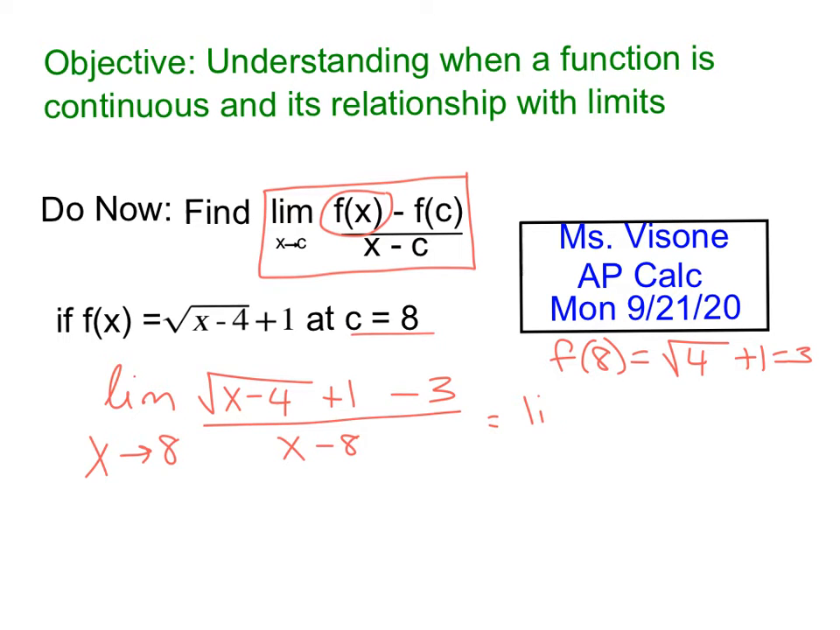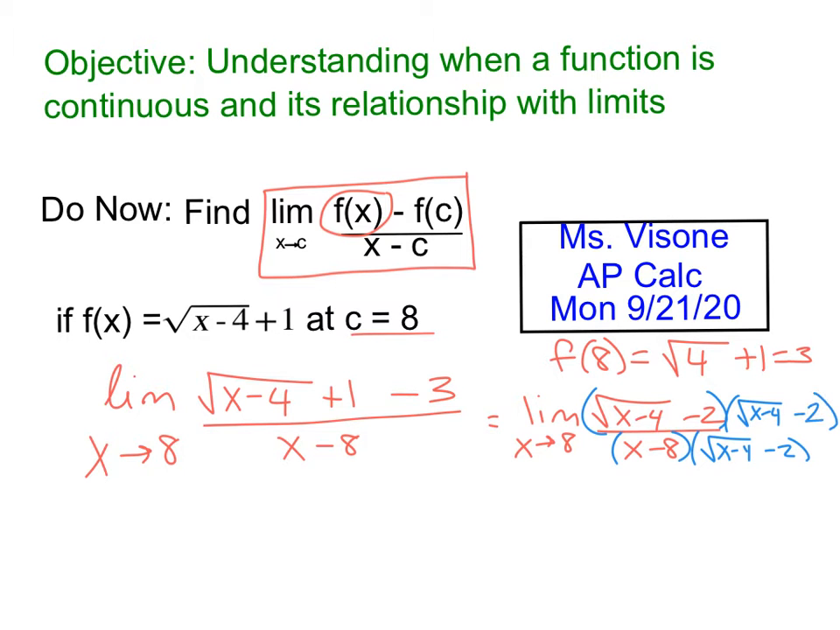I'm going to simplify that to the limit as x approaches 8 of the square root of x minus 4 minus 2, all over x minus 8. Now, if you try to plug 8 in, you end up getting 0 over 0. So that means we have to do something. Anytime you have a square root, we end up rationalizing. So I'm going to multiply the top and the bottom by the square root of x minus 4 plus 2.